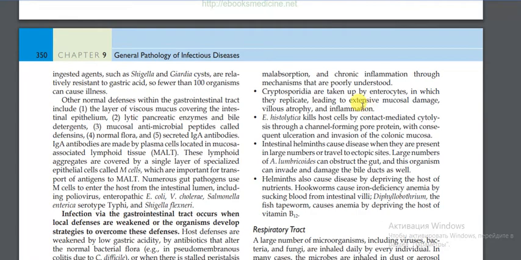So you see, it's the same. First of all, it causes a temporary period with no symptoms. They attach, a few cells are injured, and they cause a lesion of the mucosa, and after this lesion, they can penetrate deeper. Entamoeba histolytica kills host cells by contact-mediated cytolysis through a channel-forming pore protein, with consequent ulceration and invasion of the colonic mucosa. Same, you see, it causes ulceration and then can penetrate.